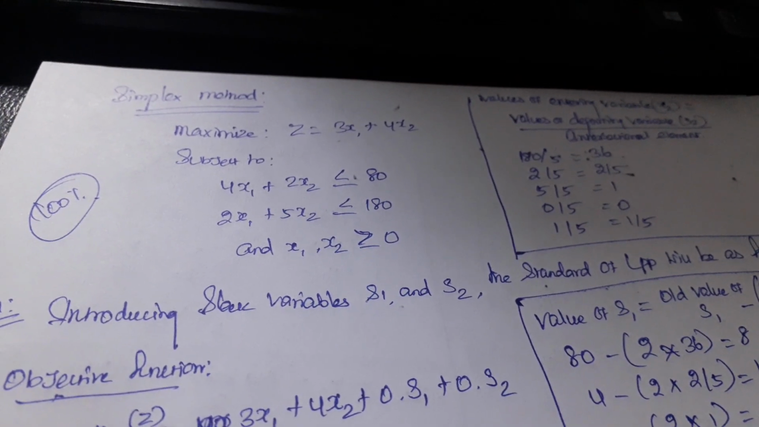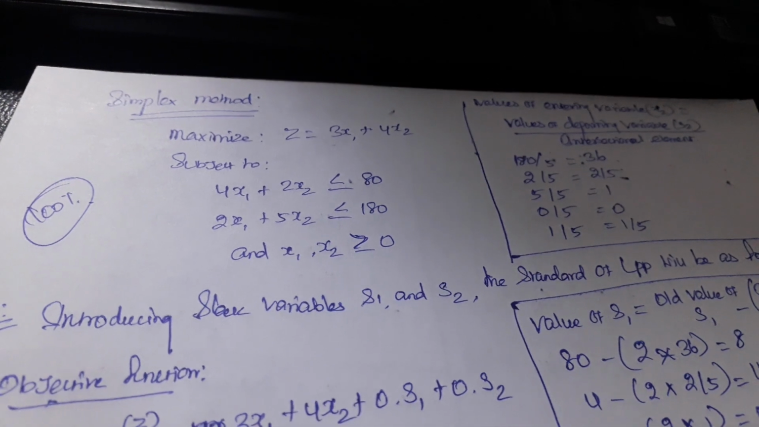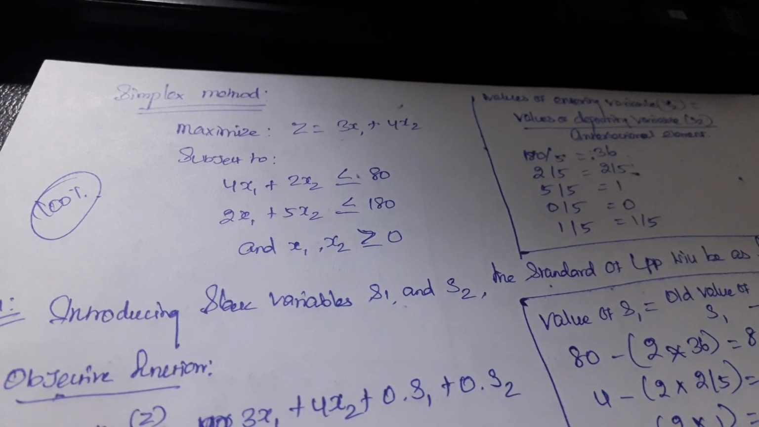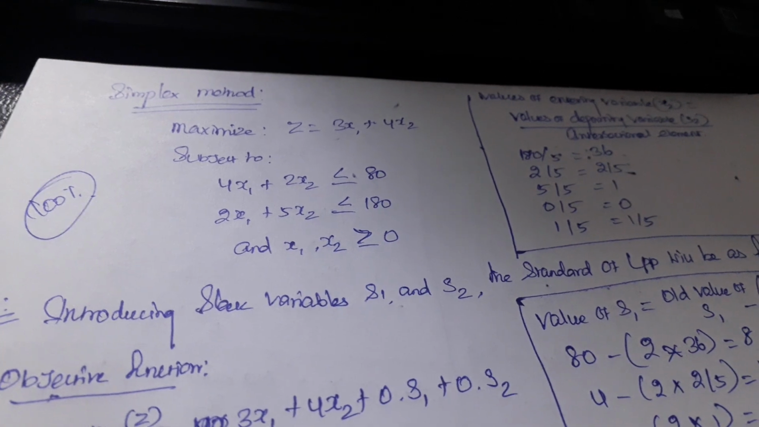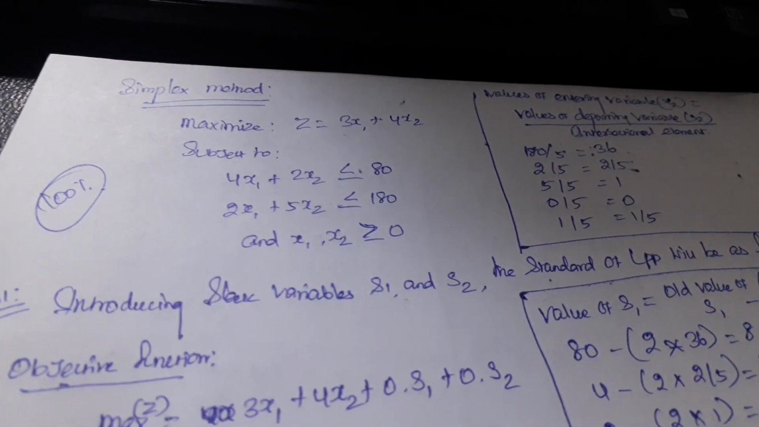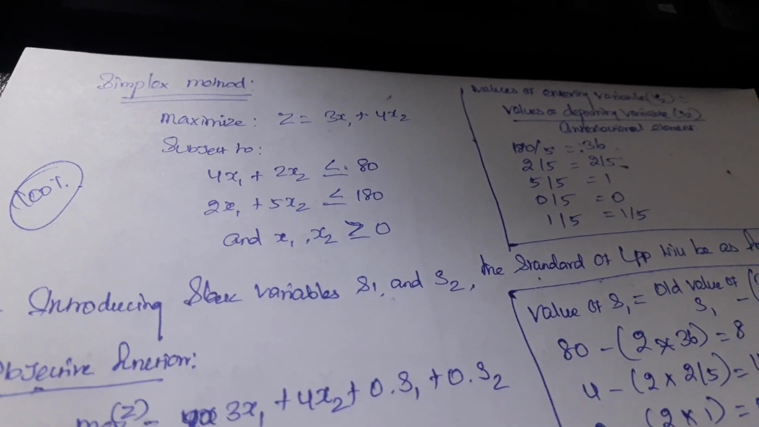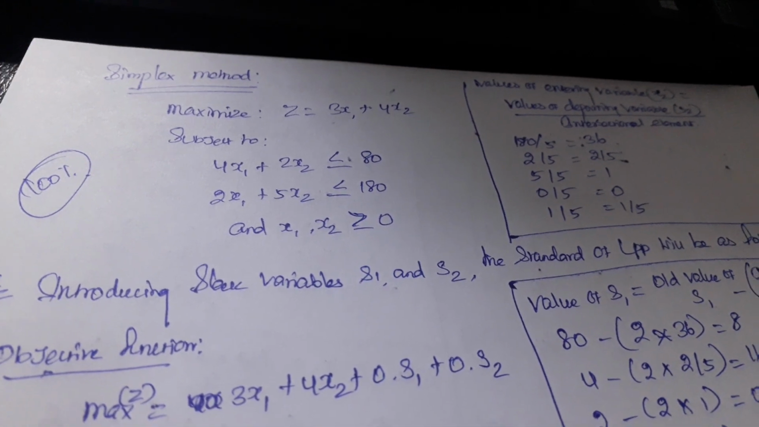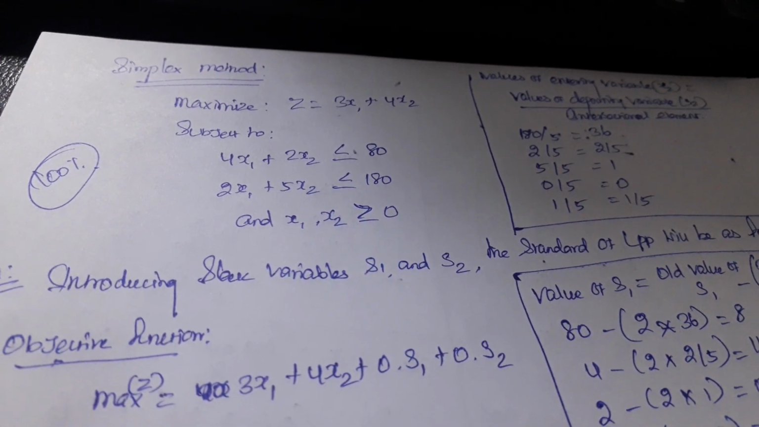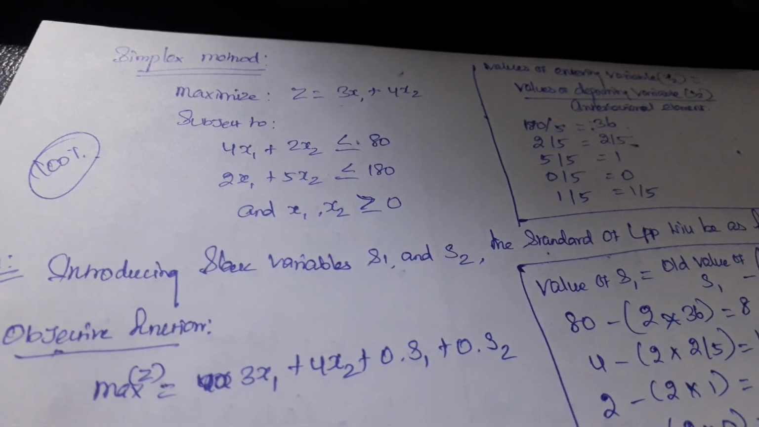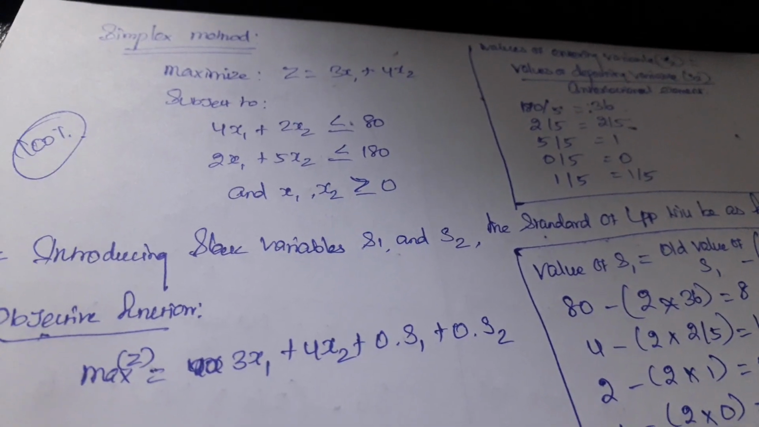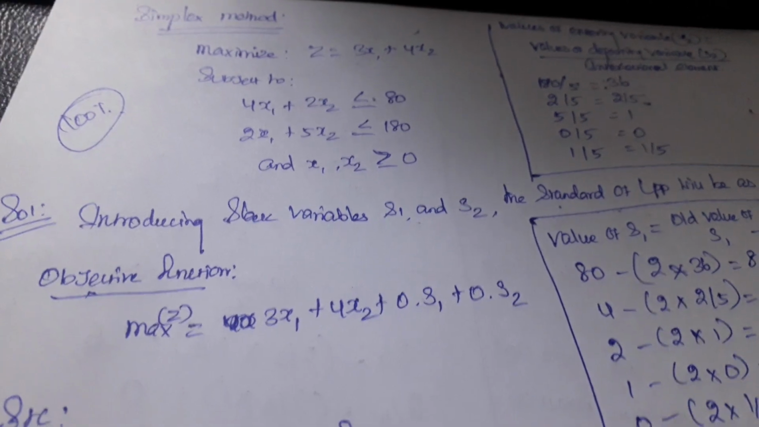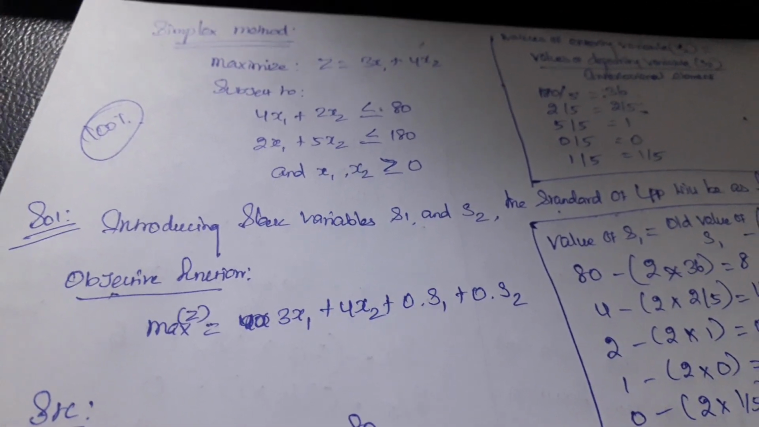Today's topic is all about the simplex method. So we have a problem. The objective function is equal to 3x1 plus 4x2, and two more equations for the subject to constraints. And there is a condition: x1 and x2 are greater than or equal to 0. So directly we can go to solve the problem.